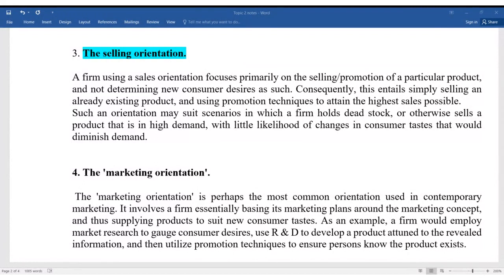So again, I want you to give me the advantages of using the selling concept.